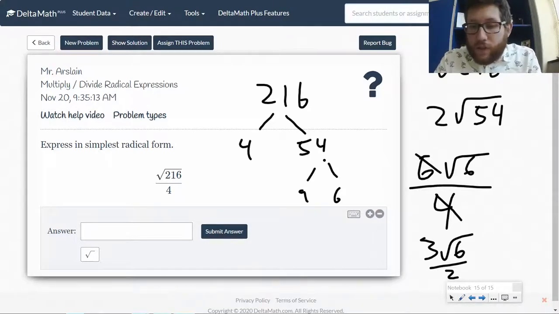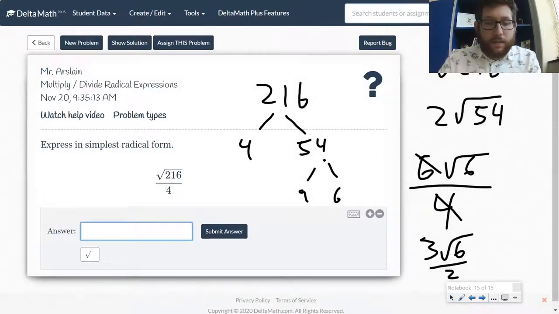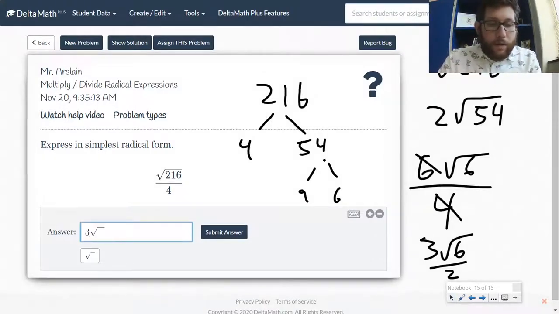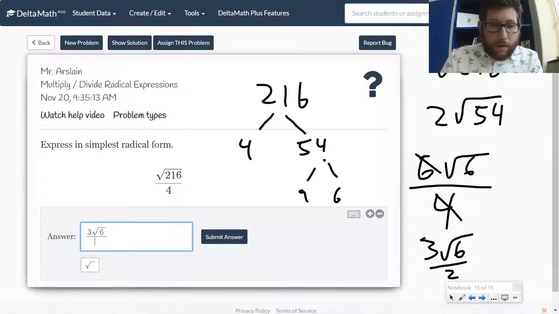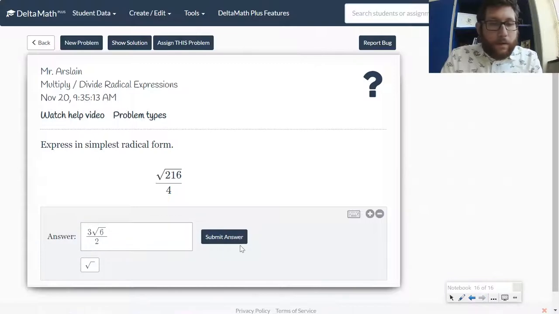Now, we don't need to rationalize. We only need to rationalize if our denominator is a radical. So in this case, it is not. So 3 root 6 all over 2. Okay, and let's go ahead and submit that.